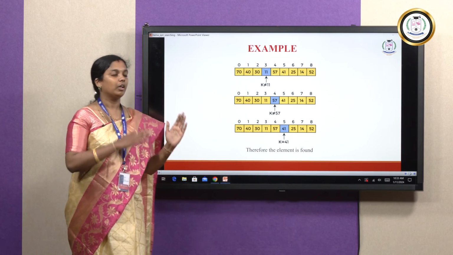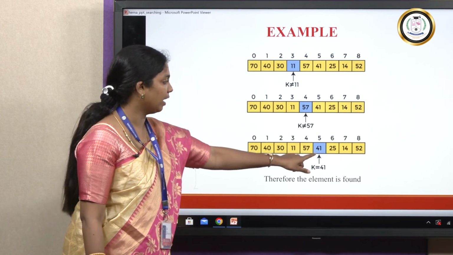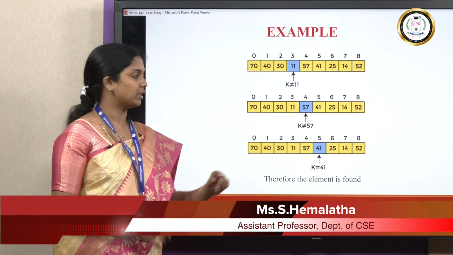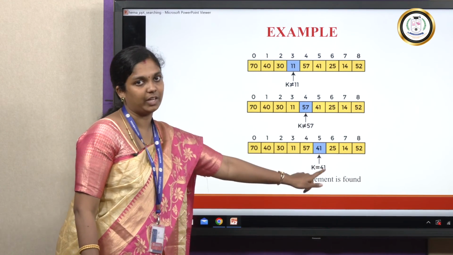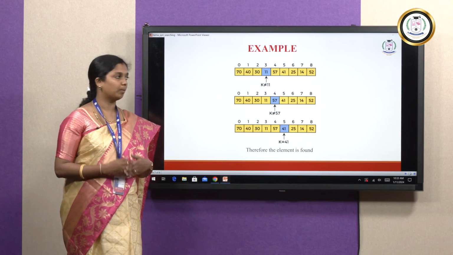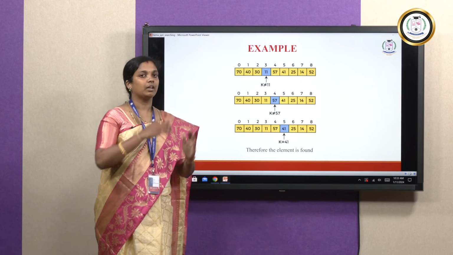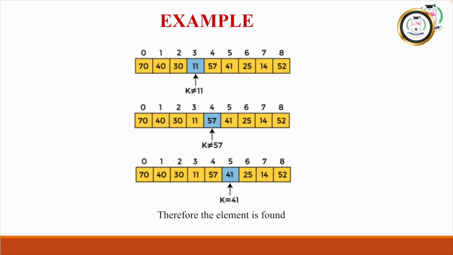If we want to return the position of the search element or key element, then we use array index plus 1. So 5 plus 1 is 6. It is in the 6th position and at the 5th index of the array. This is what linear search is all about. Linear search is traversing each and every element in an array in a sequential manner until the target element is found.